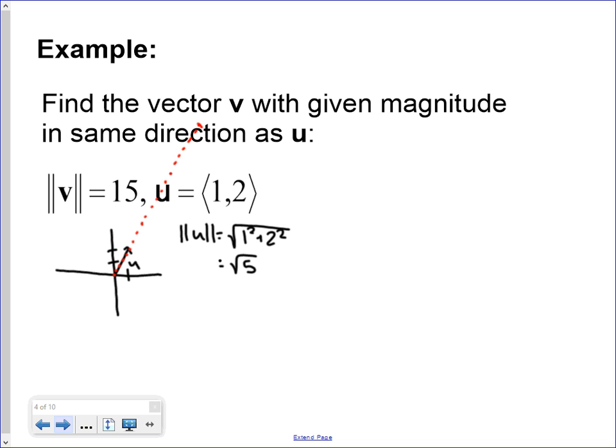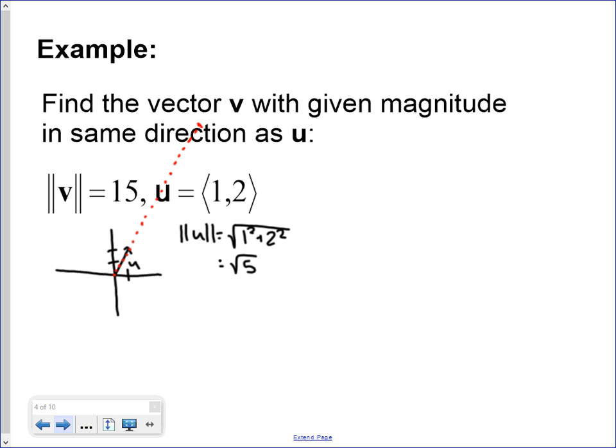It has magnitude of 1. That's what's special about units in math, is they are 1. So if I find the unit vector, it will be in the same direction, but its magnitude won't be square root 5. It'll just be 1. And then how many unit vectors would I need to make a magnitude of 15? 15. So then I'll just multiply my unit vector by 15.